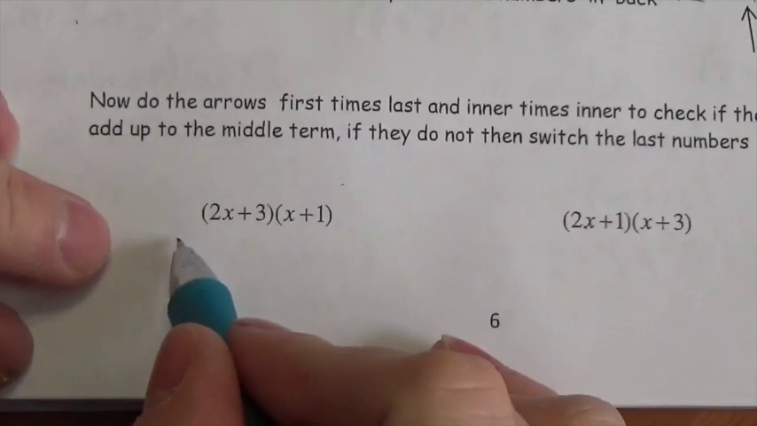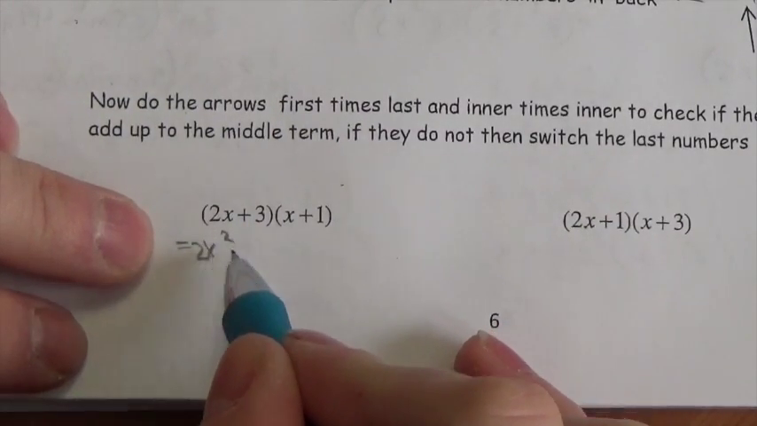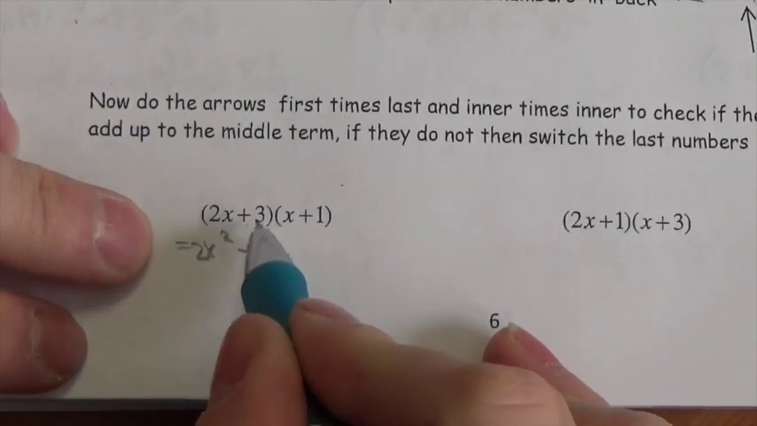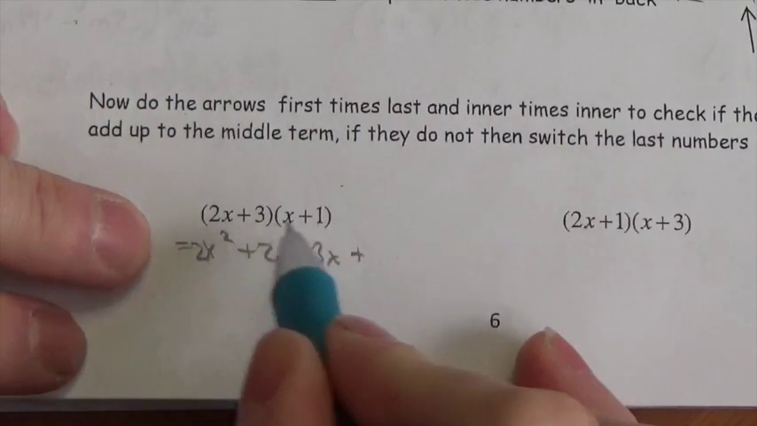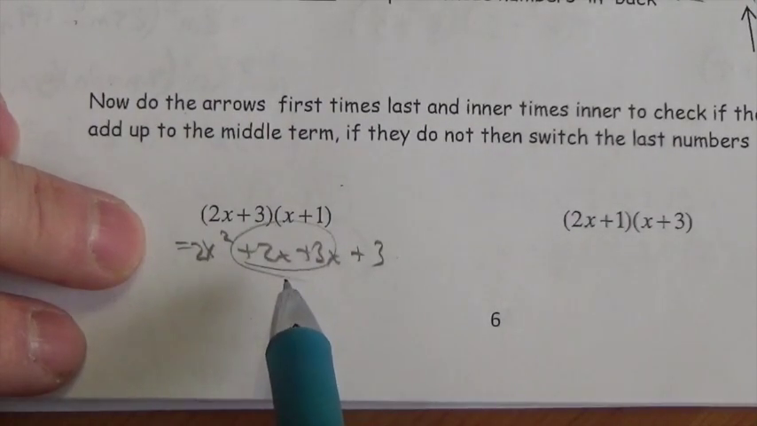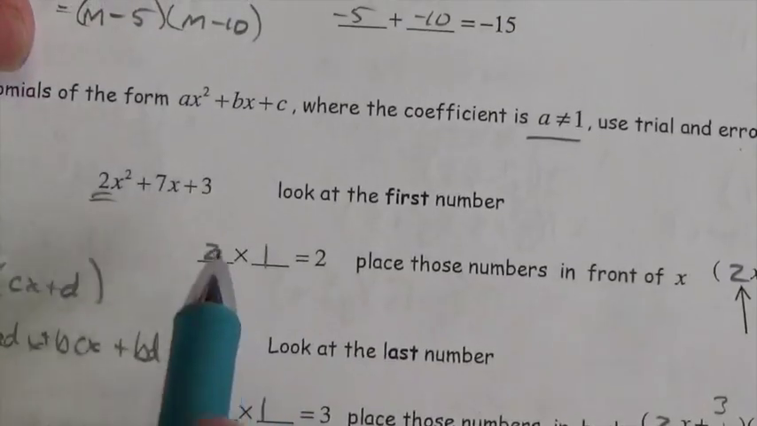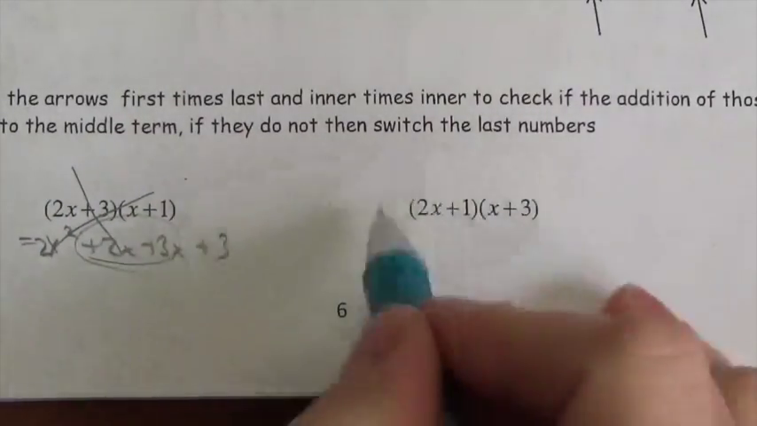So let's just multiply this out real quick and see what we get. 2x times x is going to be 2x squared. That's good. Plus 2x. And then I take the 3 plus 3x, plus 1, 3 times 1 is going to be 3. When I add these two terms together, I'm getting 5. I'm supposed to be getting 7 as that middle term. This isn't it. This has got to be the answer.